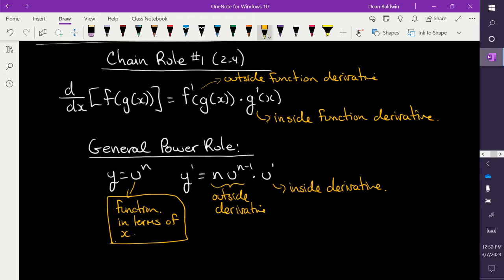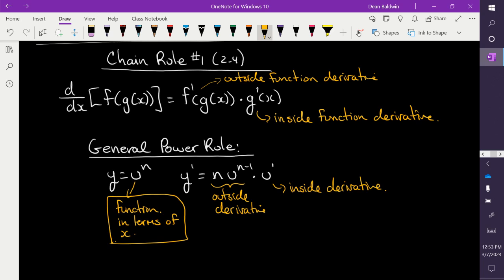Okay, chain rule. The top one here is the actual chain rule. It says the derivative of a composite function, so a function inside of another function, is the derivative of the outside function, f prime, times the derivative of the inside function, g prime. We're going to do examples. As soon as you see the examples, it makes a little more sense.